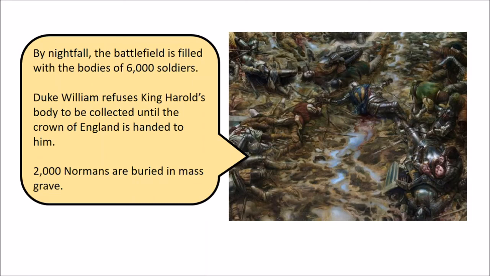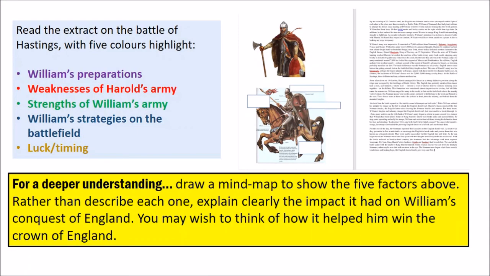Once you've done that, you're going to draw a mind map, very detailed, very colourful, and you're going to explain those 5 reasons. Writing it up in your own words, explaining how each one helped William win, okay? Explaining the impact that it had on William's battle. That should take you a good 20 minutes. You're going to spend a good amount of time on that, okay? So, have a go, best of luck, pause this video right now, and then I'll go through the answer.